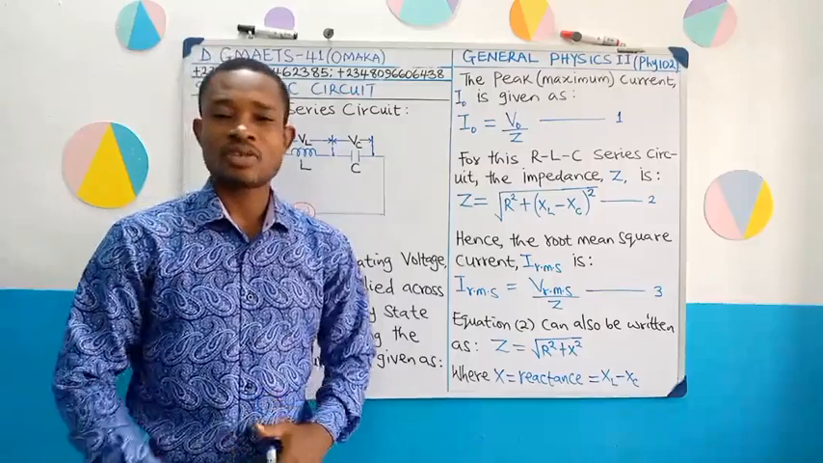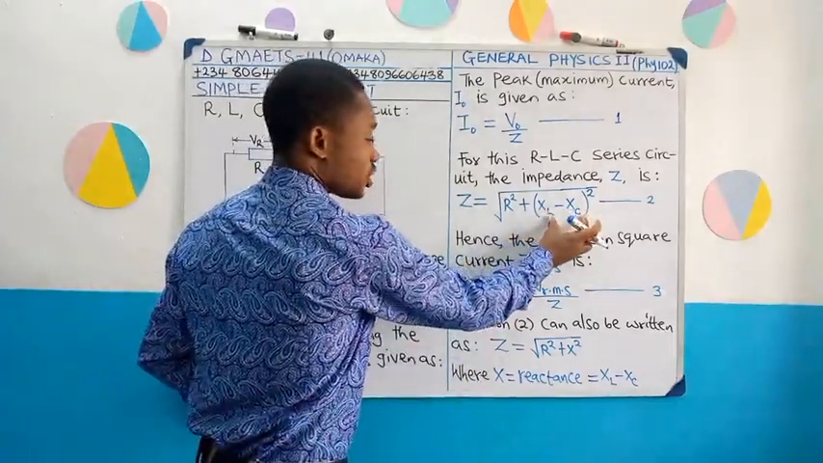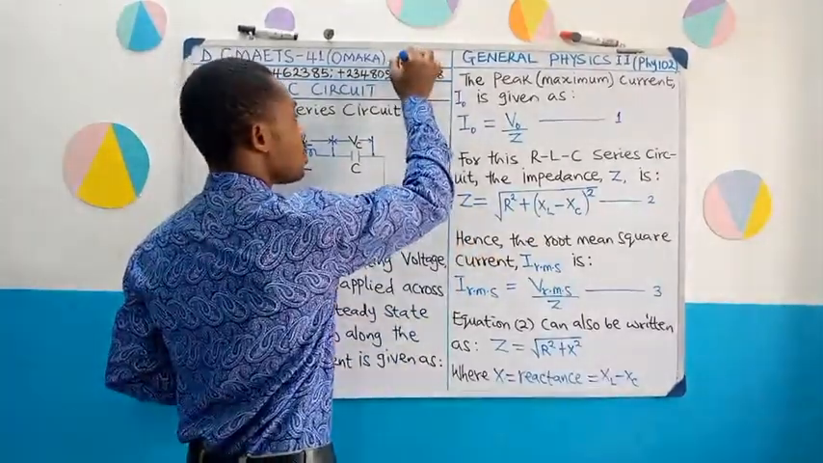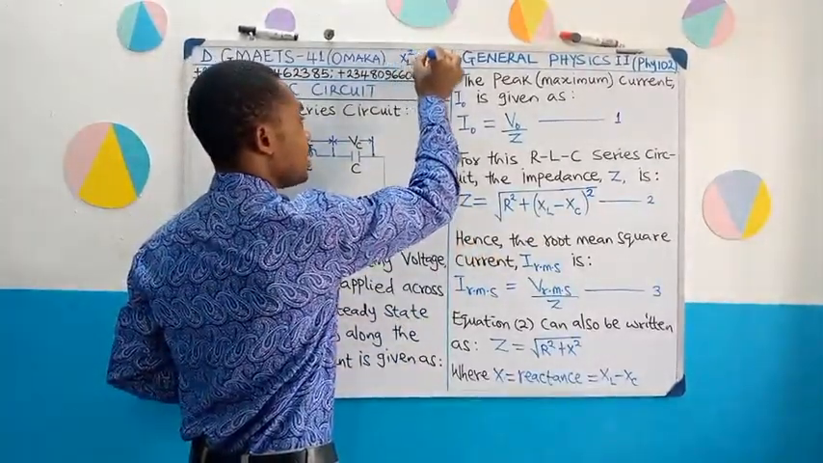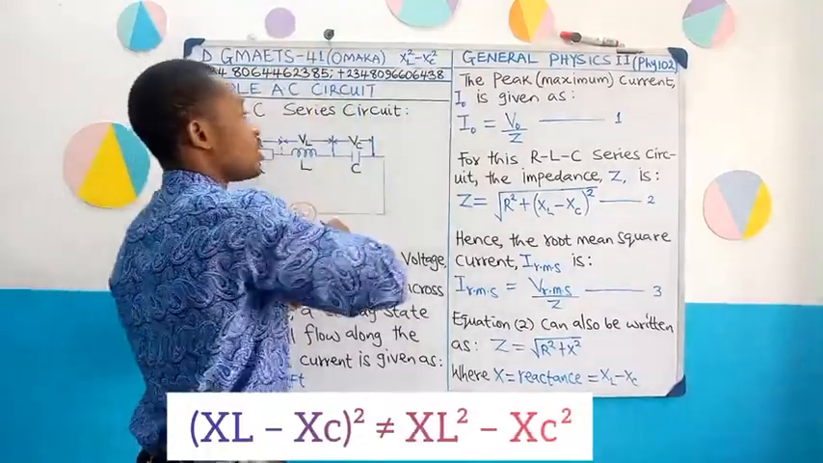Please, dear friends, I want to emphasize this: do not confuse this expression, XL minus XC in brackets raised to the power 2, with this. They are not the same thing, please. They are not the same thing. So I am going to mark this wrong.